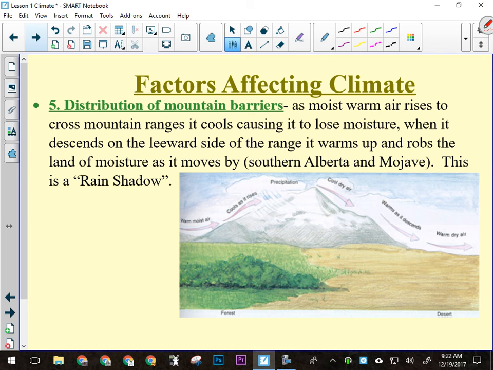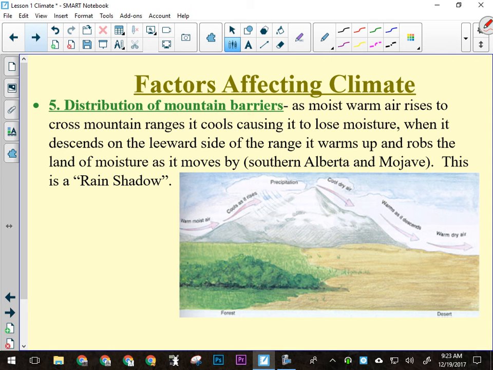So what typically happens with the Rockies is warm, moist air comes towards them from the Pacific Ocean, right? But in order to get here, it's got to go up and over the mountains. And as it goes up and over, the temperature drops. And what happens to all the moisture in it? Well, it condenses, maybe it freezes, but it falls on which side? Yeah, on this side. Okay.